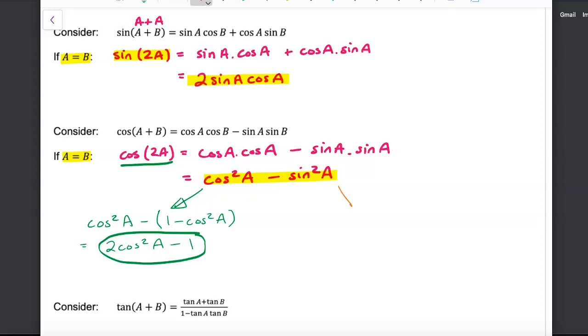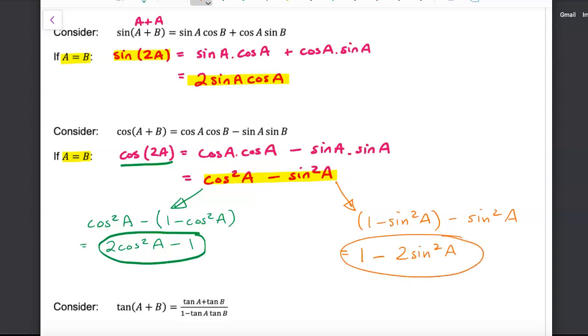Let's consider if instead we replace the cos squared A with 1 minus sine squared A. So we've got 1 minus sine squared A take sine squared A. Well, this is equivalent to 1 minus 2 sine squared A. And again, we have an equivalent alternative to represent the double angle identity involving cosine.